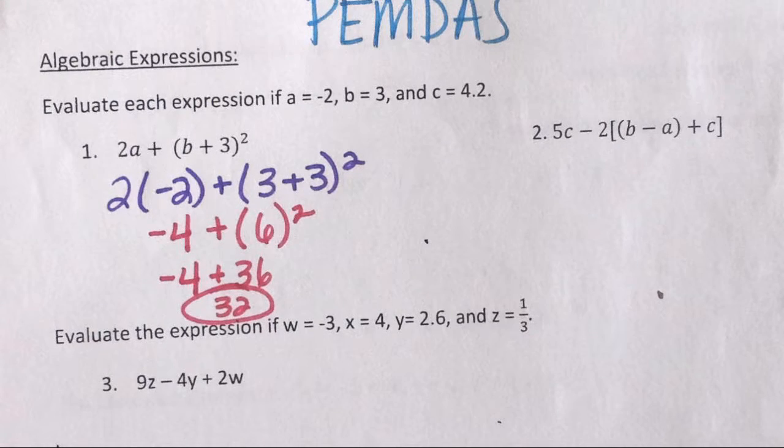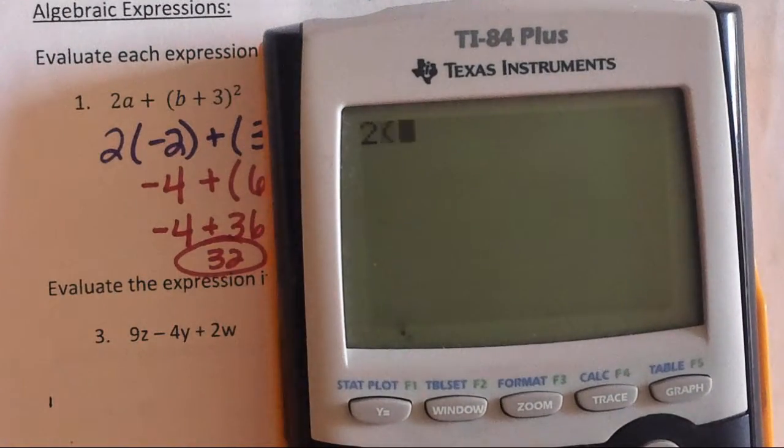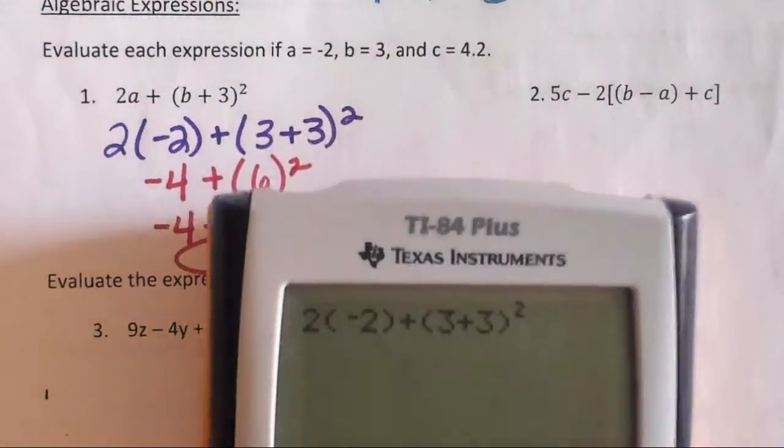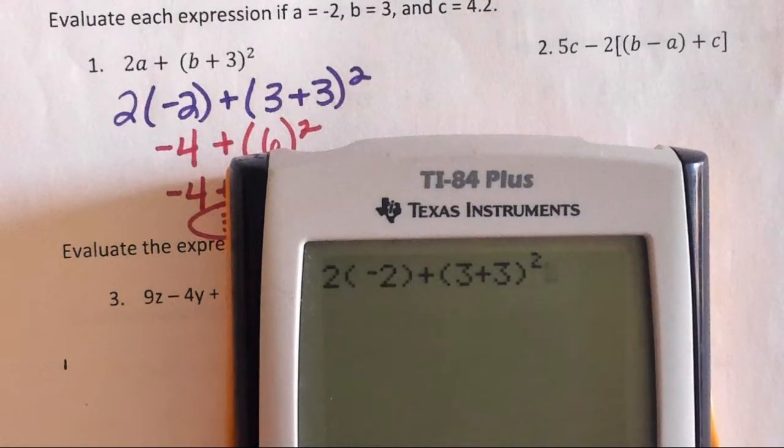And then here comes the real annoying part. Is there a faster way to do that? I bet there is, using this thing. So if I use my calculator, I can say 2 parentheses -2, and then plus, and then 3 plus 3 squared. But notice on my calculator screen, I wrote it exactly like I'd written it on my paper. If you are good at that and your calculator screen matches your paper, you'll get the right answer.